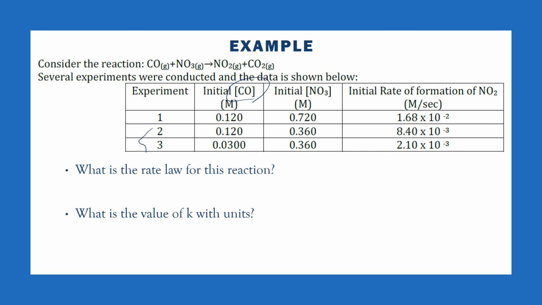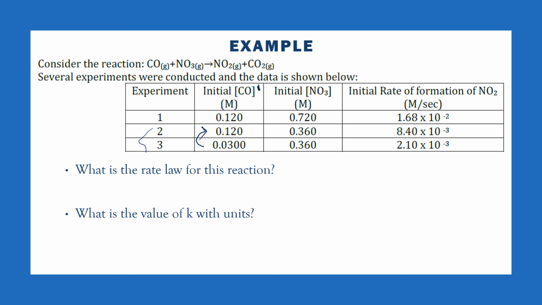So if I go from experiment 3 to experiment 2, that's 4 times larger. Okay, 4 times larger in terms of the concentration. And then if I look at the rate for experiment 3 compared to experiment 2, it is also 4 times larger. So to make this equal with a particular exponent there, x must be 1. So the order in respect to CO is 1.